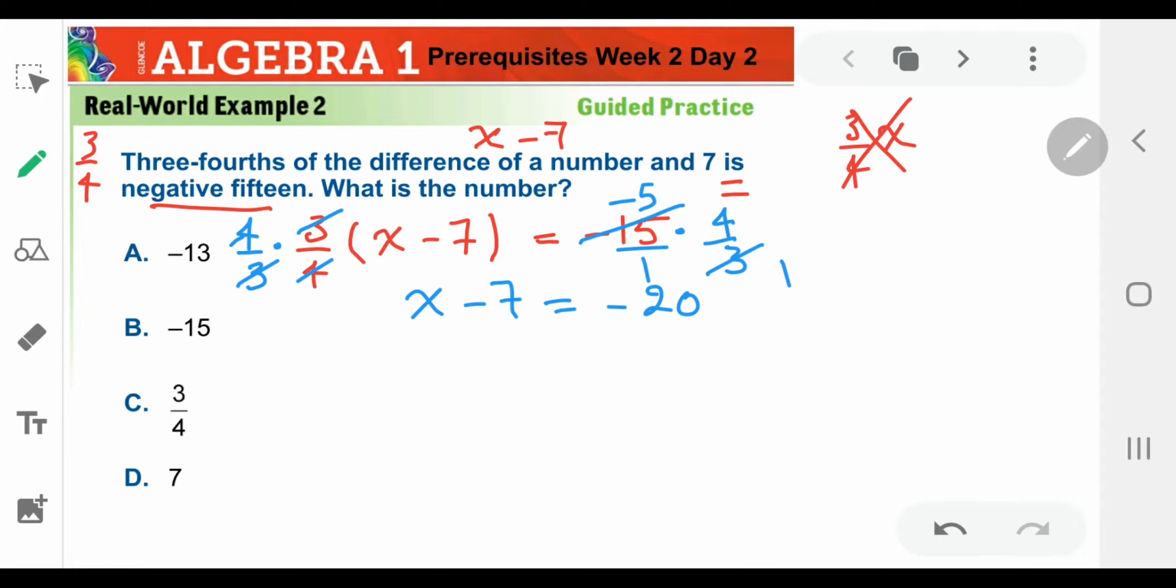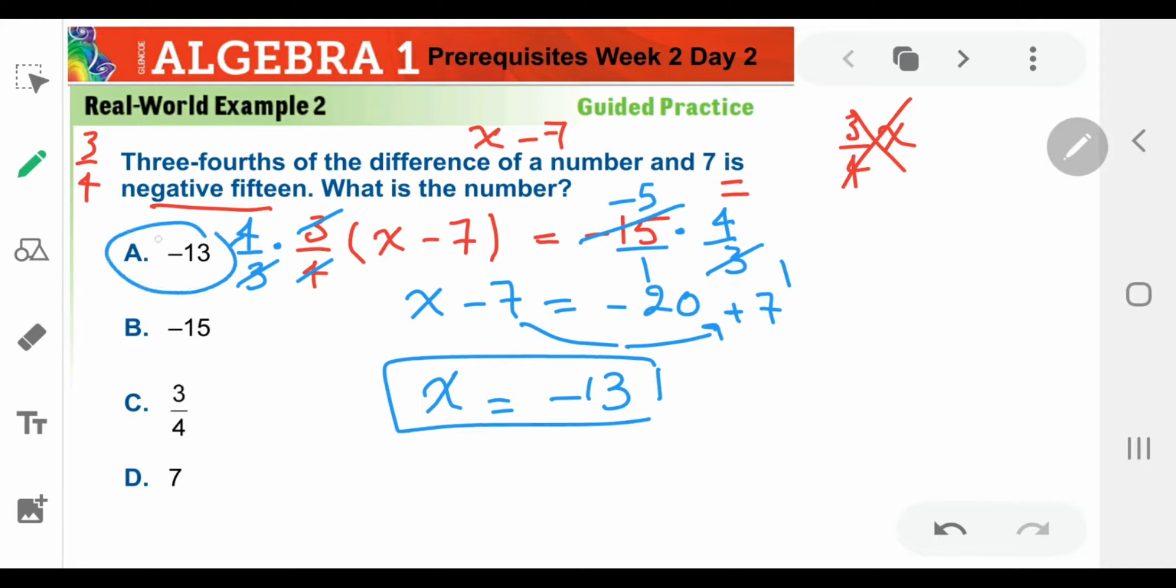Now, to get rid of this negative 7, drag it to the other side as plus 7. Minus 7 is dragged to the right-hand side as positive 7. So x will be negative 20 plus 7, which is negative 13. So the answer is A. Hopefully you did it correctly.